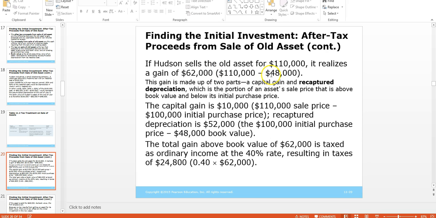Okay, so even though the book value is $48,000 and it sold it for $110,000, the old saying is you can't have your cake and eat it too. So this gain that you picked up from selling this at such a high price has 2 components, as you can see here, 2 parts: a capital gain and a recaptured depreciation. Okay, so this is the portion of the asset sale price that is above the book value, right? And below its initial purchase price. So the $10,000 extra that you got when it was originally $100,000 has to be looked at as something called a capital gain.